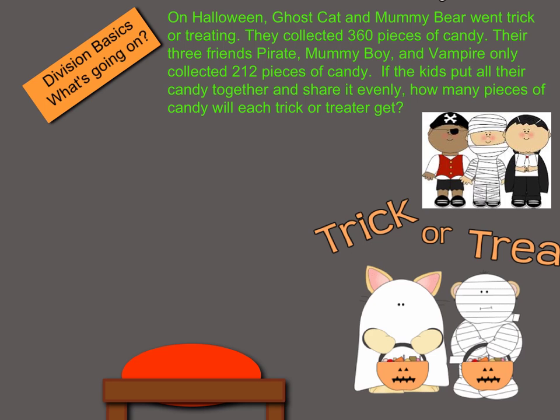I'm going to solve this mostly using a diagram, so we will start by reading through the problem. On Halloween, Ghost Cat and Mummy Bear went trick-or-treating. They collected 360 pieces of candy. Their 3 friends, Pirate, Mummy Boy, and Vampire, only collected 212 pieces of candy. If the kids put all their candy together and share it evenly, how many pieces of candy will each trick-or-treater get?